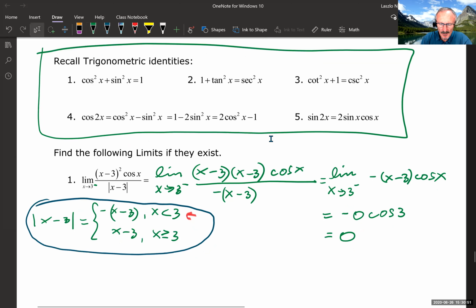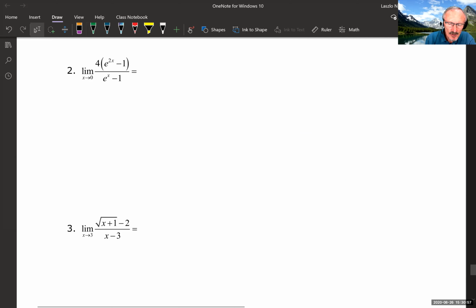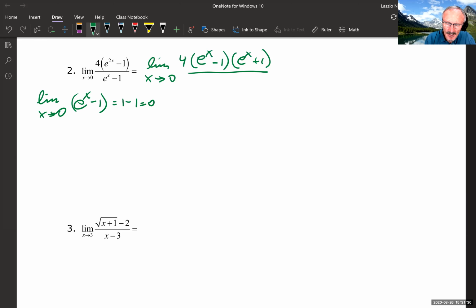So continuing to scooch down to problem number 2, a different kind of problem, but you see immediately that if you take the limit of the denominator as x approaches 0, let's see, e to the x minus 1, that is indeed 1 minus 1, and 0. So we need to do some sort of algebraic transformation. And if we look at the numerator, it looks like we can actually factor that. It's a difference of squares. And so we have e to the x minus 1 and e to the x plus 1, all that over e to the x minus 1.